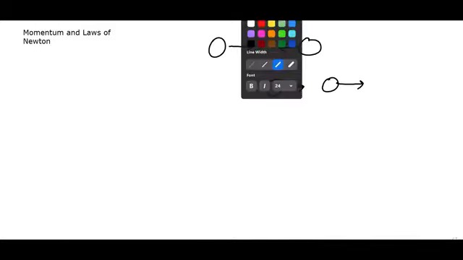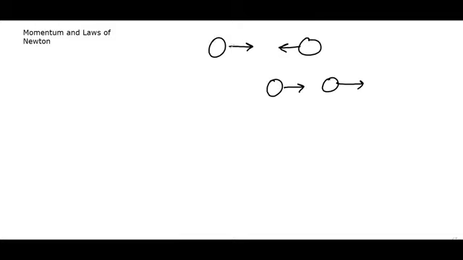Okay, so previously, if for example there were two objects moving towards each other, and after the collision they moved towards this direction, then we did these calculations based on the idea that momentum is conserved. So it was basically the law of conservation of momentum.